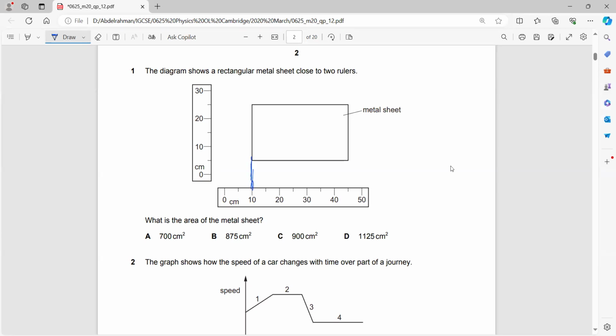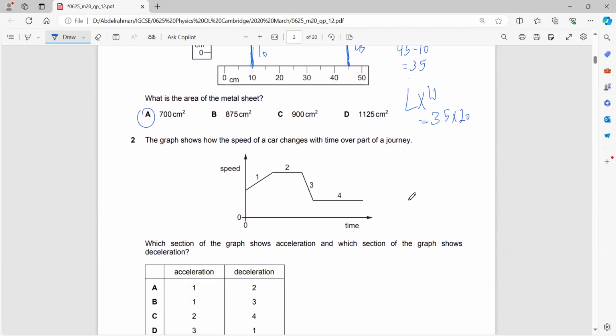The length started from 10 and ended at 45. So the length is actually 45 minus 10, which is 35. The width started from 5 and ended at 25. So the width is 25 minus 5, which is 20. Length times width is 35 times 20, which is 700. This is the area of this rectangle. Okay?